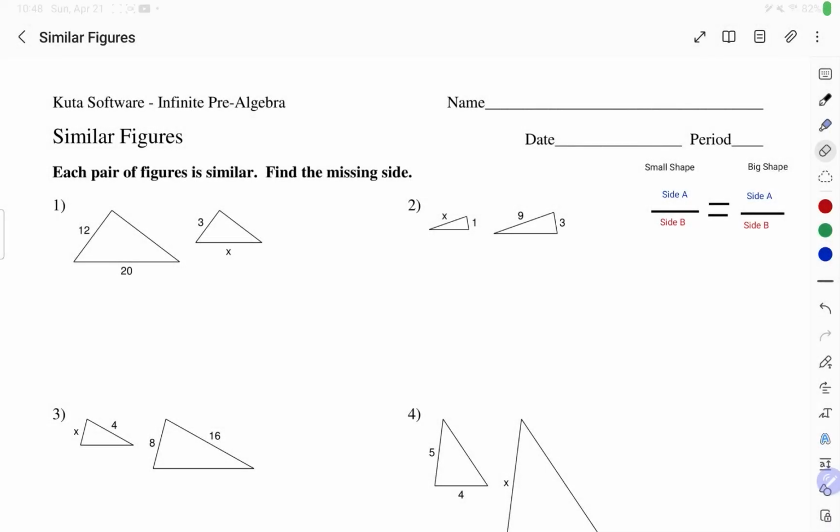Hello guys, so today we're gonna go over similar figures. This one should be relatively quick.